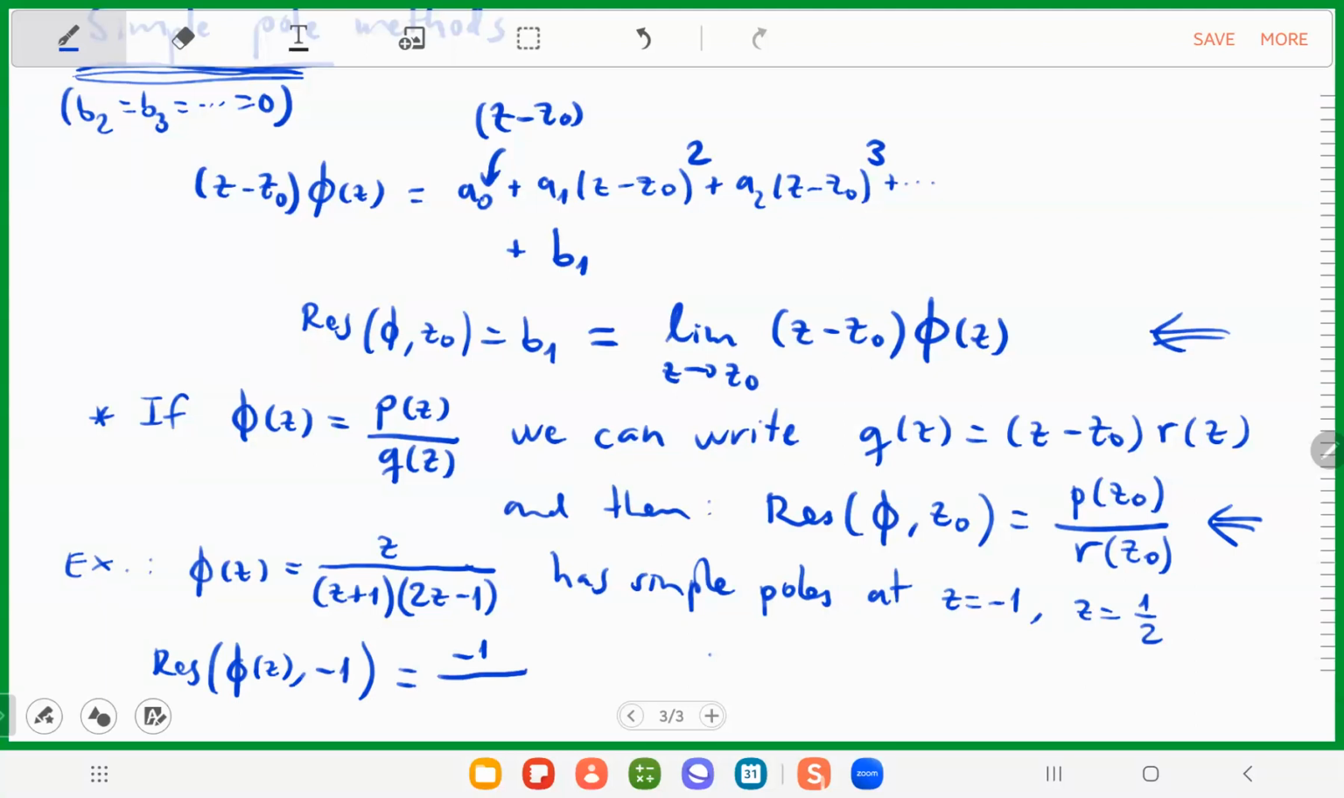What is r? Notice that r is defined here. It will be the part of the denominator that you get when you separate it as z minus z0, in this case z plus 1, times something else. That something else here is 2z minus 1. So we have 2 times minus 1, minus 1, and we get minus 2 minus 1 is minus 3. So here we have 1/3, right? That is the residue.